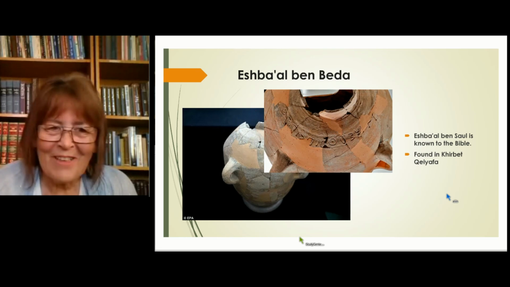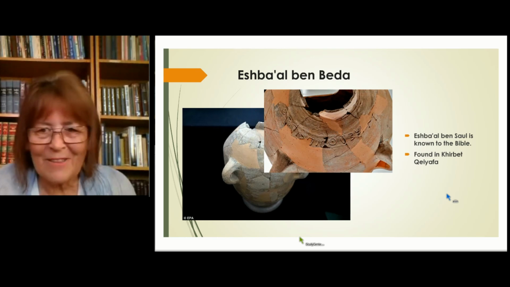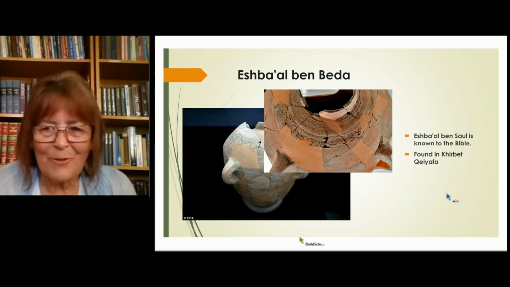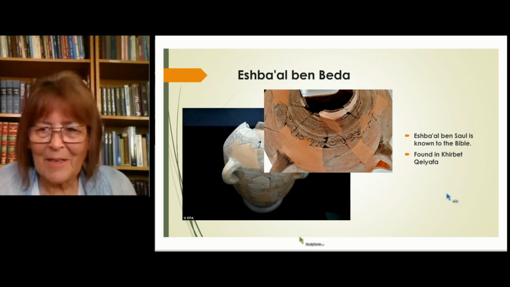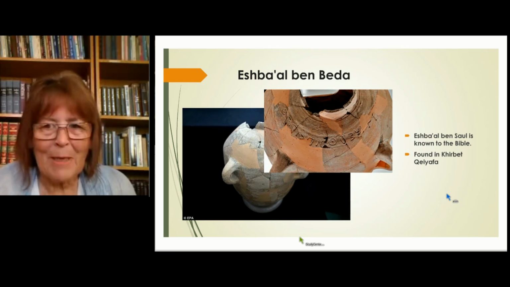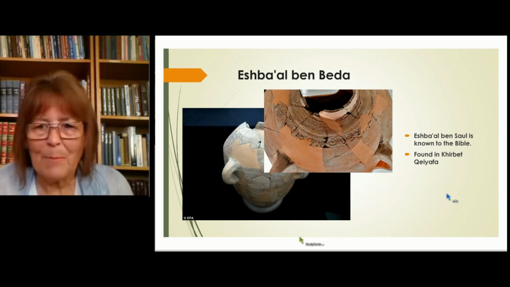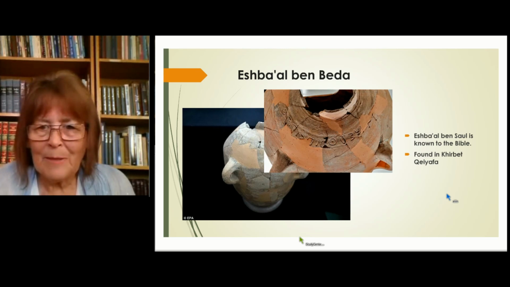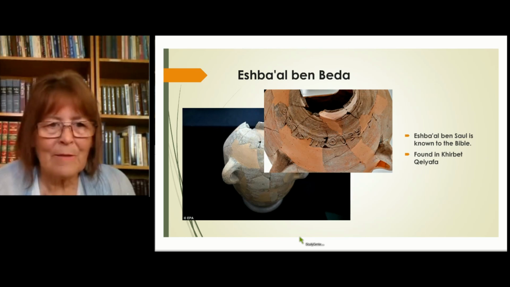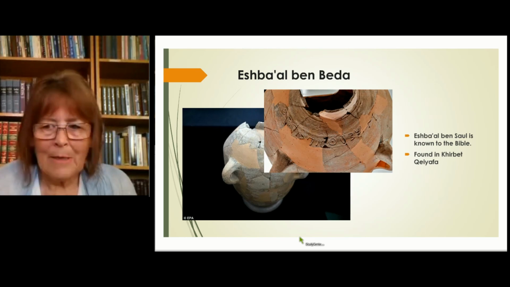But it could be an Israeli name again, and this was an Israeli city, because Saul, King Saul, he has a son called Eshbaal. But this is not Eshbaal ben Saul, it's Eshbaal ben Beda. But many others could have the same name. But again, we see the Proto-Canaanite, the first alphabet.